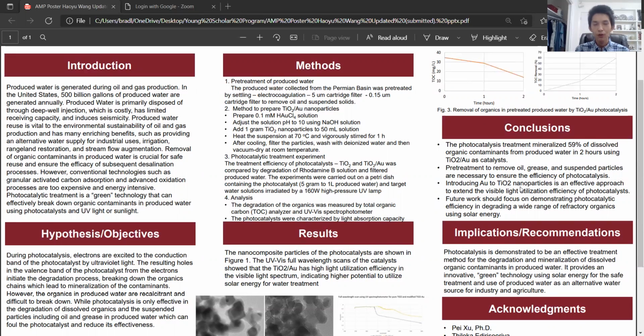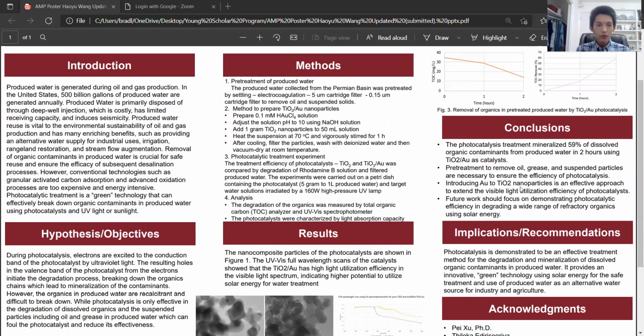Removal of organic contaminants from produced water is crucial for safe reuse, since produced water is highly contaminated with organics from the oil and grease that it's been in contact with in the deep earth formations. The issue, though, is that these contaminants are very difficult to remove using conventional methods, such as reverse osmosis, thermal distillation, or conventional oxidation processes, which are either too energy intensive or ineffective. And so photocatalysis offers a green technology that can effectively break down contaminants in produced water using UV and sunlight.